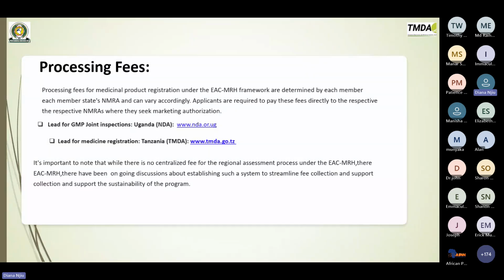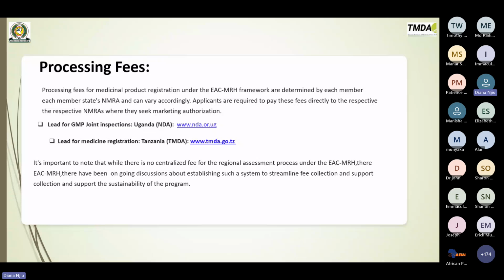So once you're interested in at least 2 countries, it means you can approach the countries and pay their respective fees. For our pathway, if you're talking about medicine registration, we expect there will be a processing fee for the medicine registration, but you'll also be required to pay some processing fees for the GMP joint inspection if you're using the EAC joint inspection route.